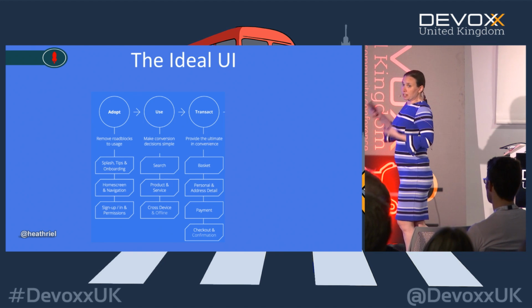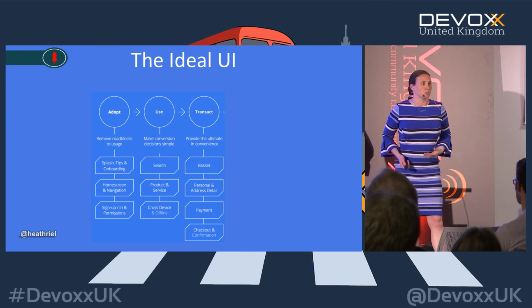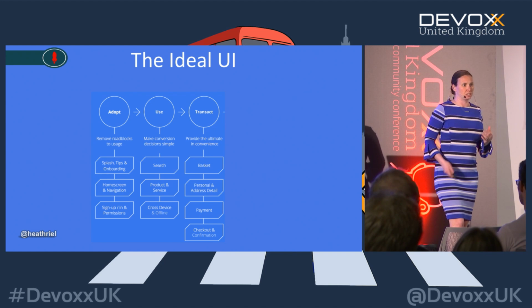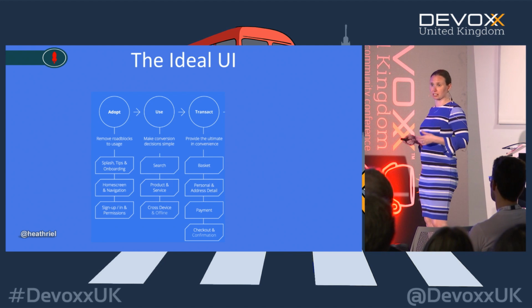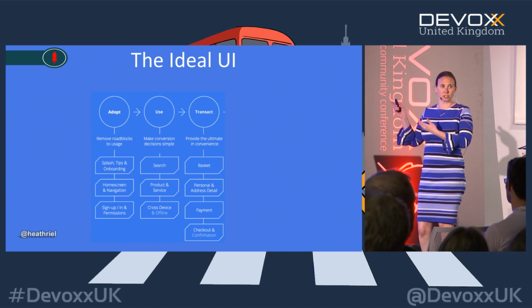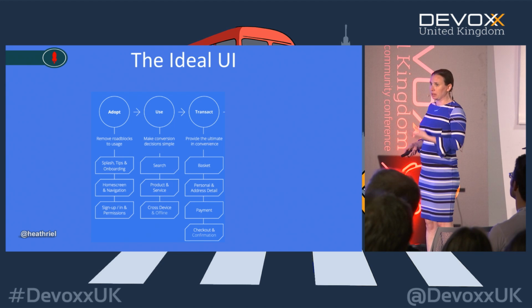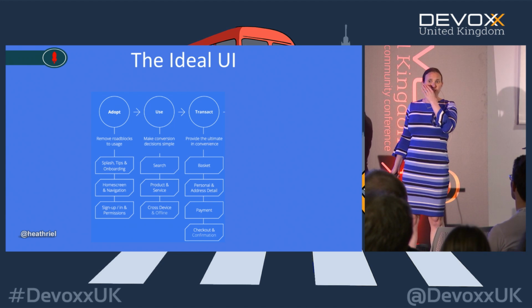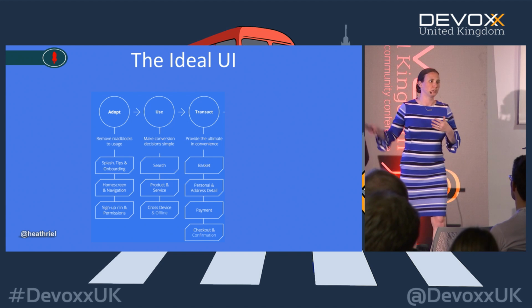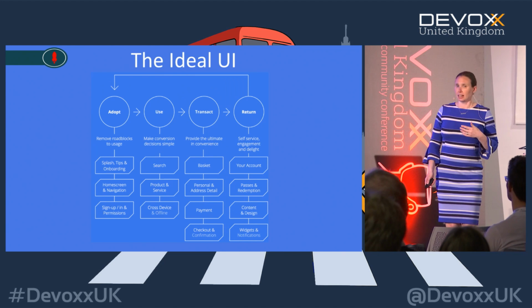Getting their address information as easily as possible. If you can pull it from somewhere, which is more difficult now, but still possible to know from the past, if you can fill things in because they're a previous user, that's useful. And then payment information and checkout and confirmation. At this stage, if you can make these things as simple as possible, then you're done. And then return.